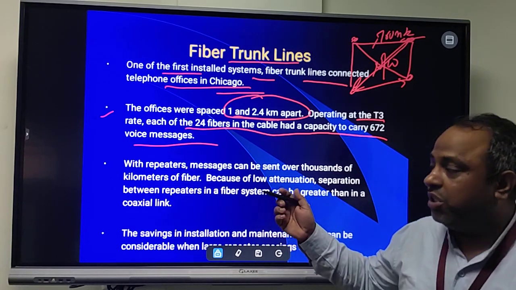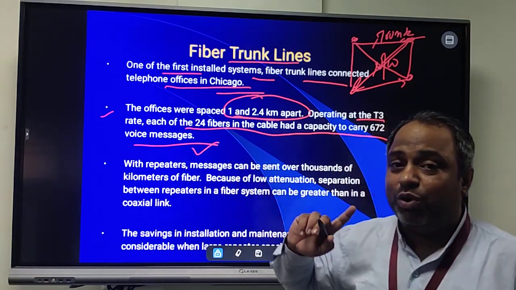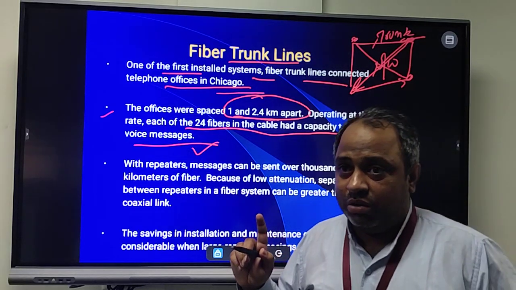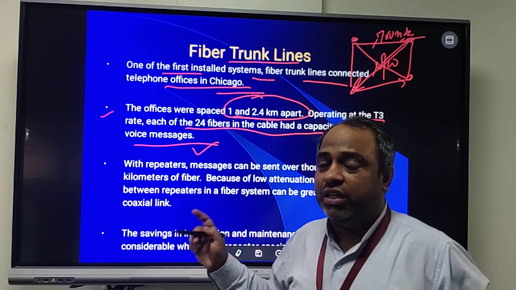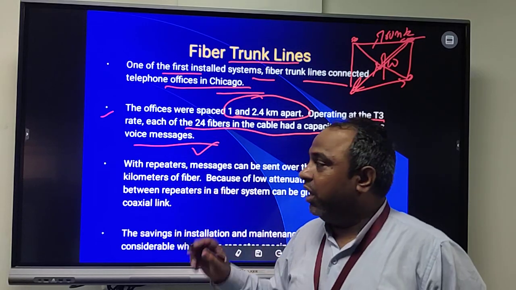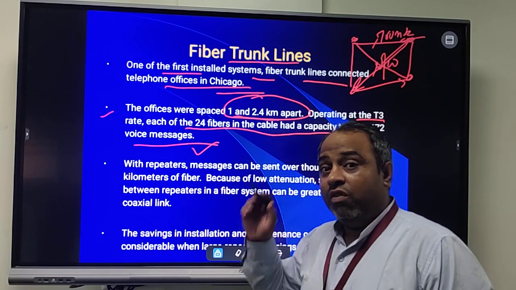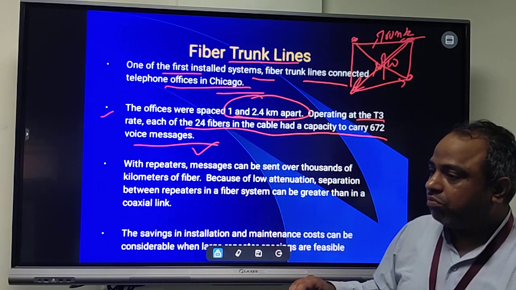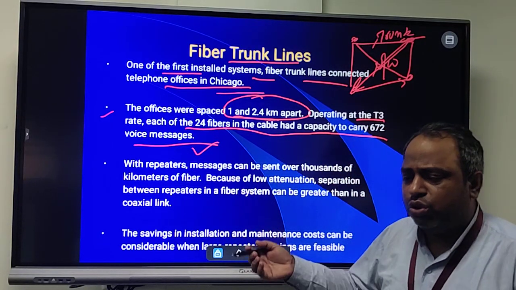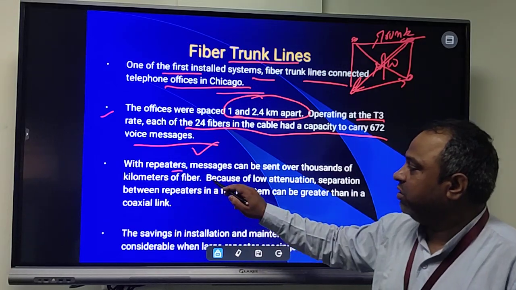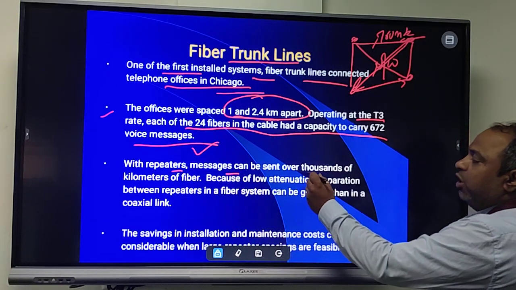This is a voice message. I'm just talking about voice. I'm not talking about video, pictures, or any other thing. Only voice messages, and these voice messages were shared over 2.4 kilometers. Firstly, after that, when repeaters were introduced into optical communication, messages could be sent over thousands of kilometers.